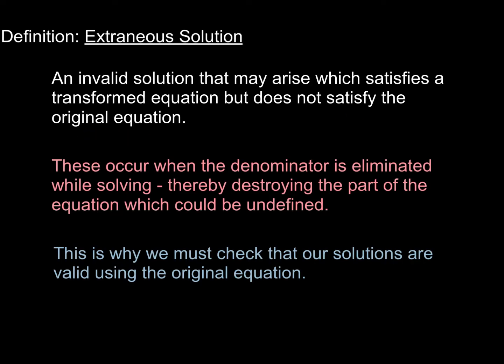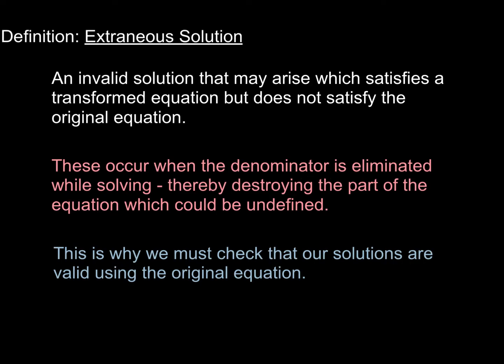We saw this with Megan's solving of an equation in the previous lesson during that task problem. She solved and got a solution of x equals 1, but when she looked back at the original equation and substituted that in for x, she got a bunch of undefined values. The denominators became 0. And so this can occur when the denominator is eliminated while solving, right?